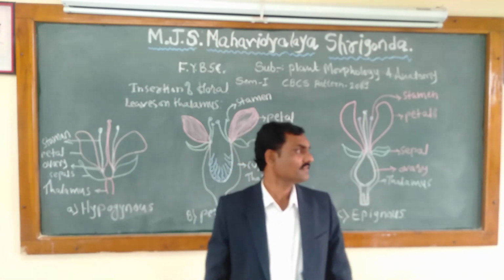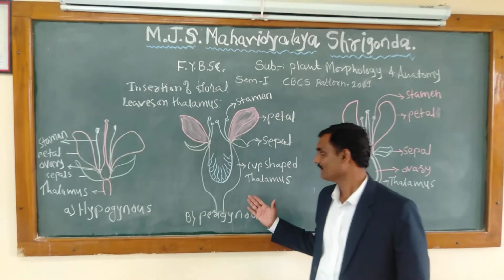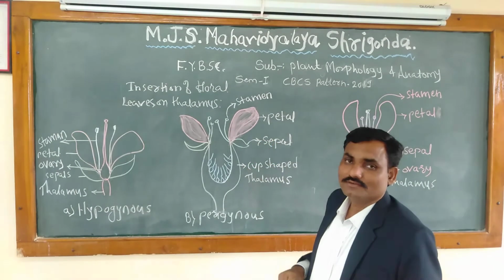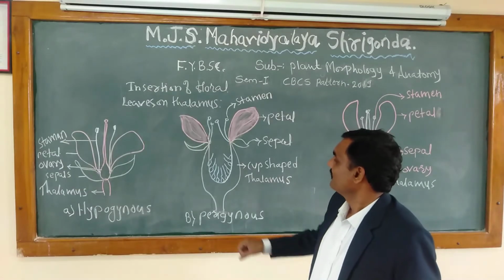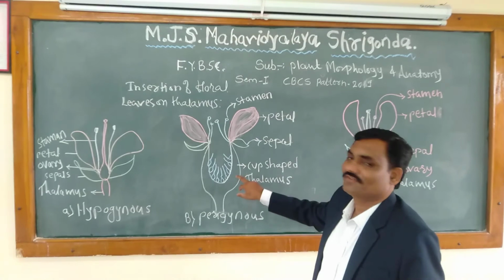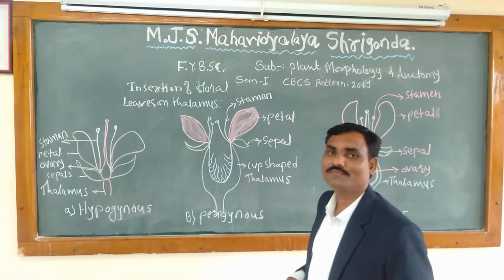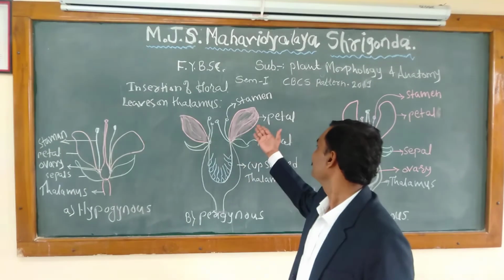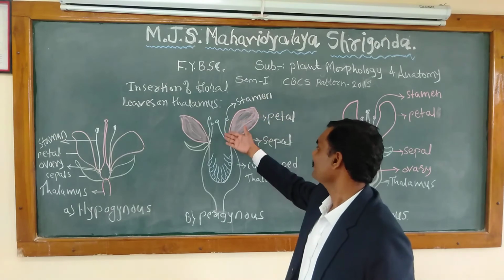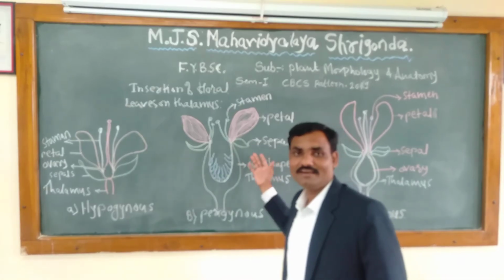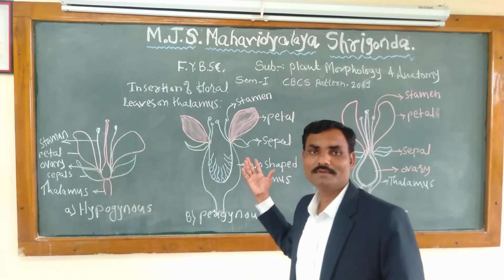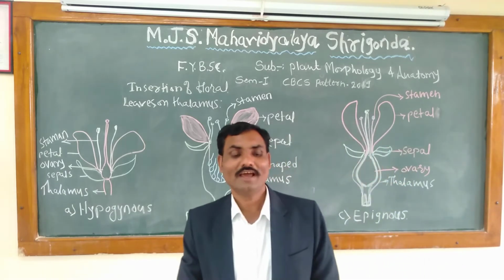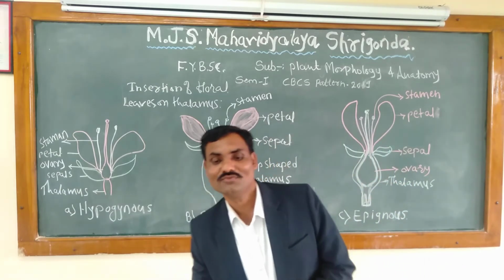And next is the perigynous condition. When we observe this diagram, we can see that this is a cup-shaped thalamus. It looks like a cup, therefore it is called a cup-shaped thalamus. These are the sepals, this is a petal, those are the stamens, and this is the arrangement or insertion of the floral whorls on the thalamus. This position shows that the thalamus is flat or concave.